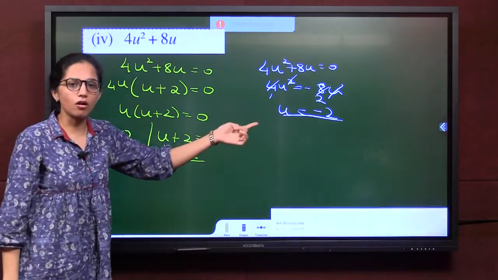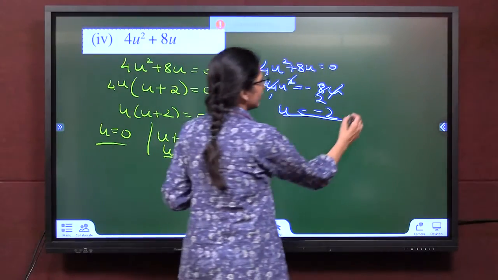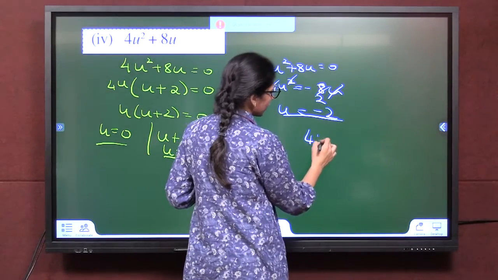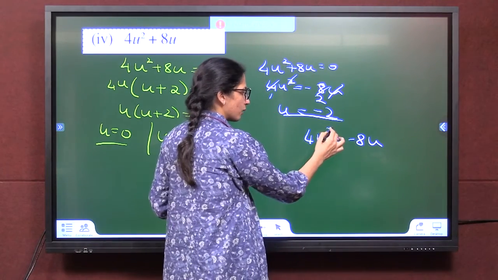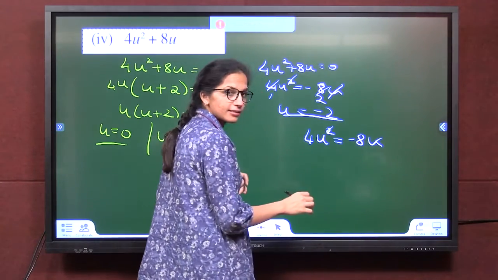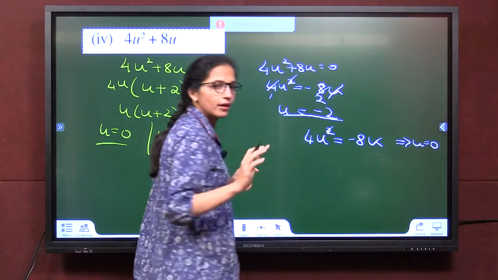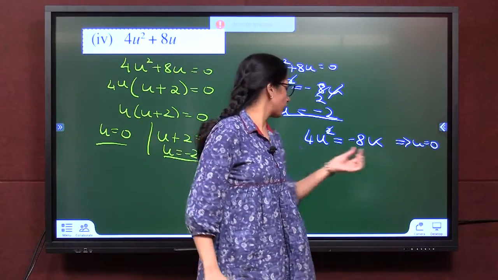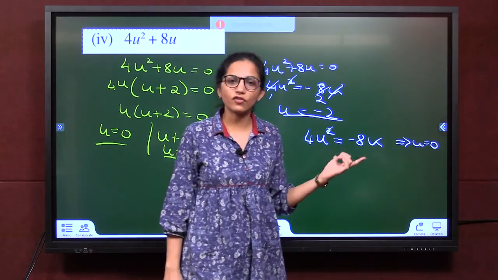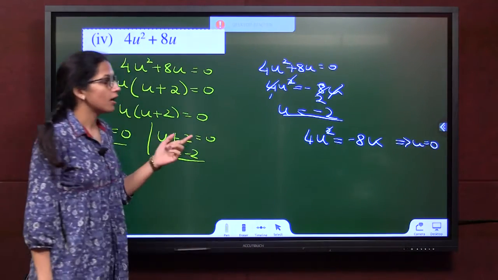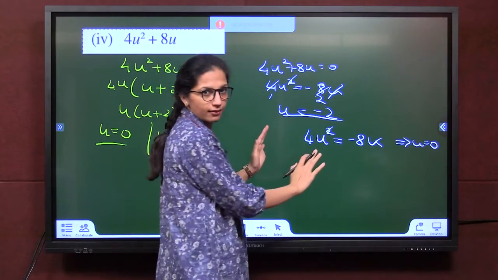Then why is this wrong? Why am I getting the correct answer here and the wrong answer here? Listen carefully. When you write 4u square is equal to minus 8u, if you are cancelling a variable on both sides, that means one of the solutions is u equals 0. Because see, if you put u equals 0, 4 into 0 square is 0, minus 8 into 0 is 0. It is satisfied.